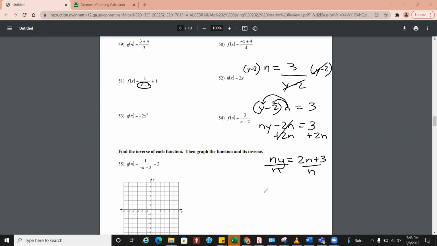So that's going to give me the inverse of f of n equals 2n plus 3 divided by n. I know this one's a little tricky. You could potentially have something like this on your interim. I would think that they would throw this one in for sure.